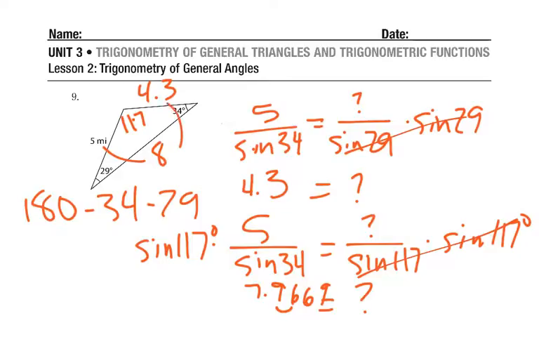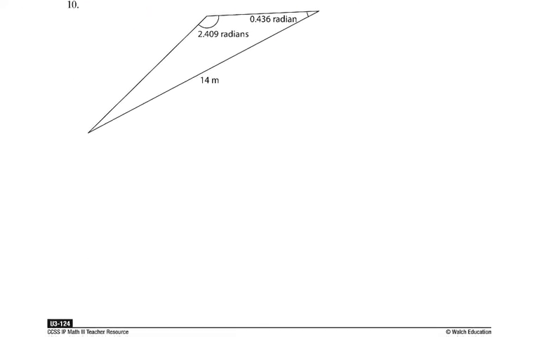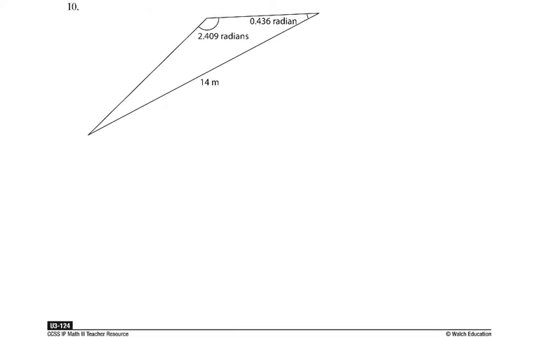So 5 plus 8 plus 4.3 gives us 17.3 for our perimeter. Because remember, that's what it wanted us to get at. Basically, it's just seeing if we can get every part of the triangle. Alright, now the last one is in radians, but we still treat it the same way.